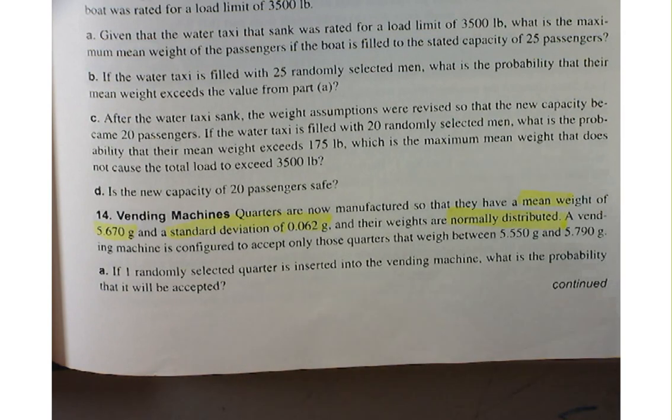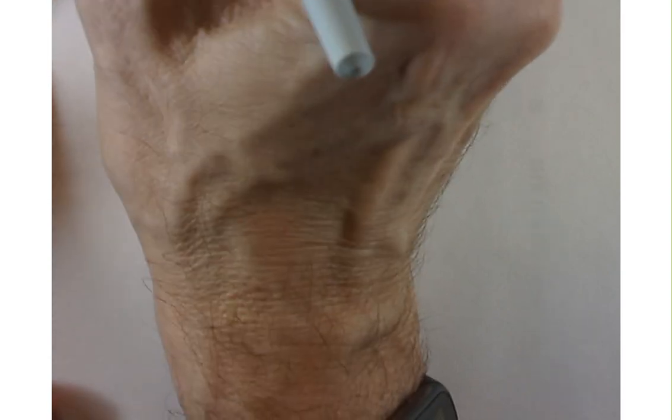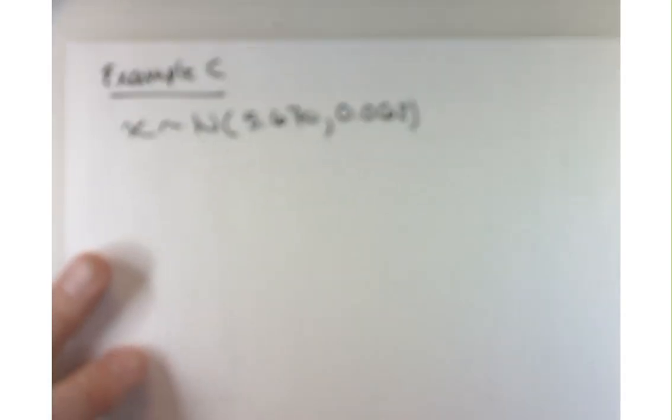Okay, let's write down a few things here. So this is example C. X is distributed normally with a mean of 5.670 and standard deviation of 0.062.